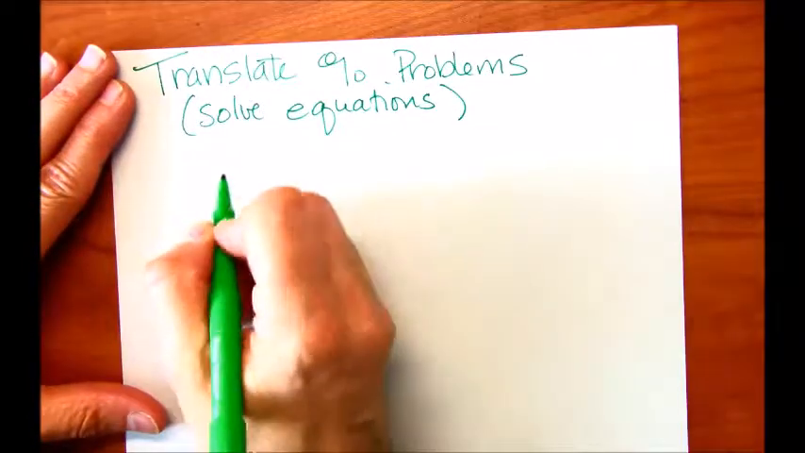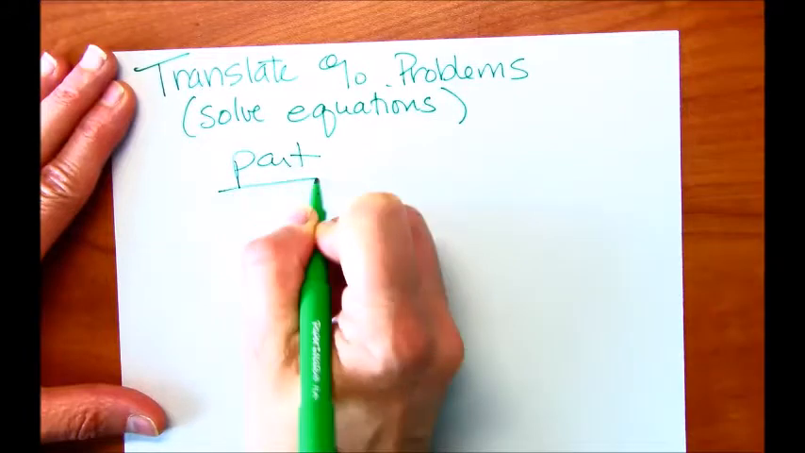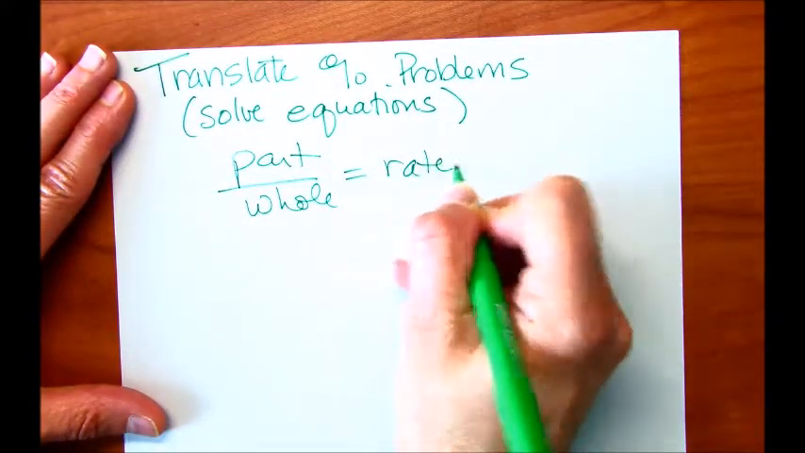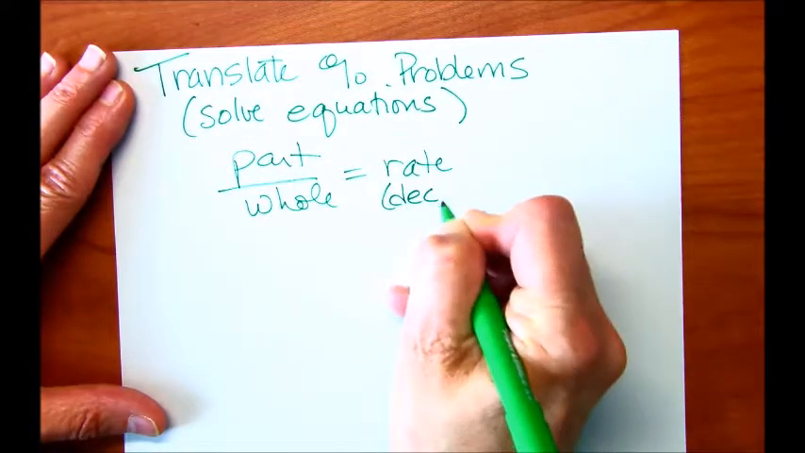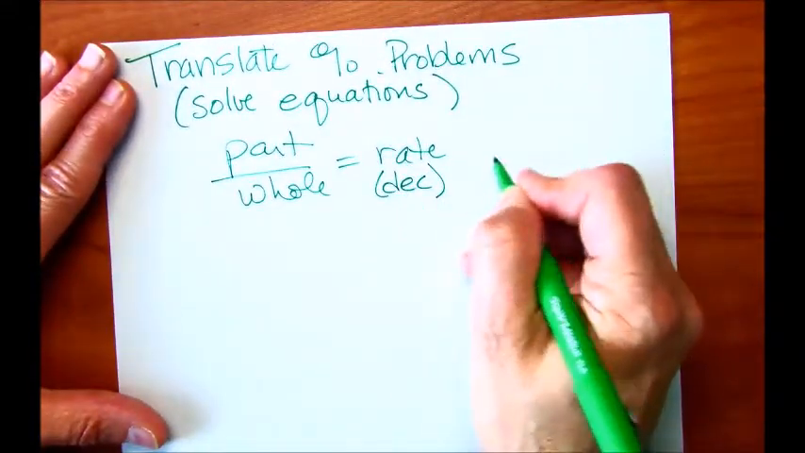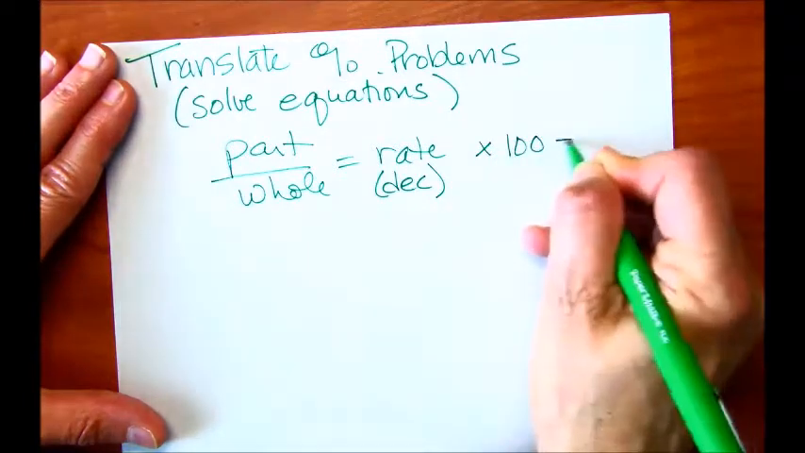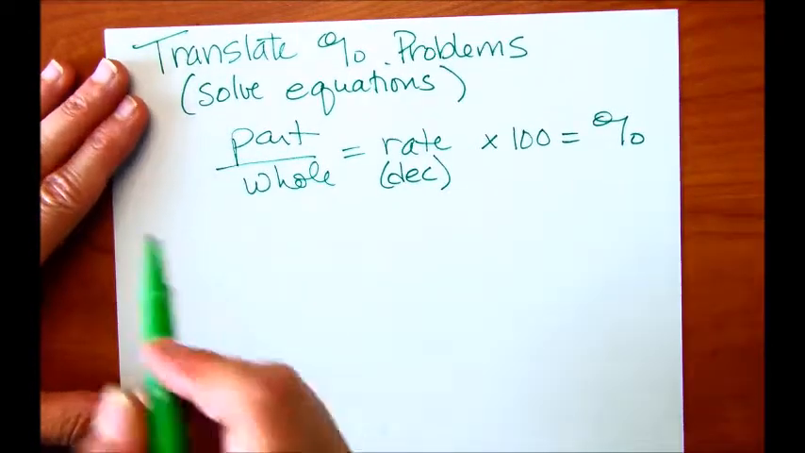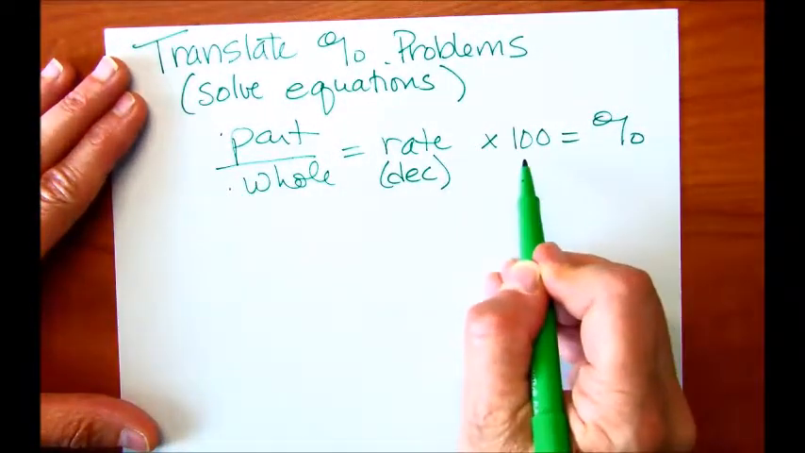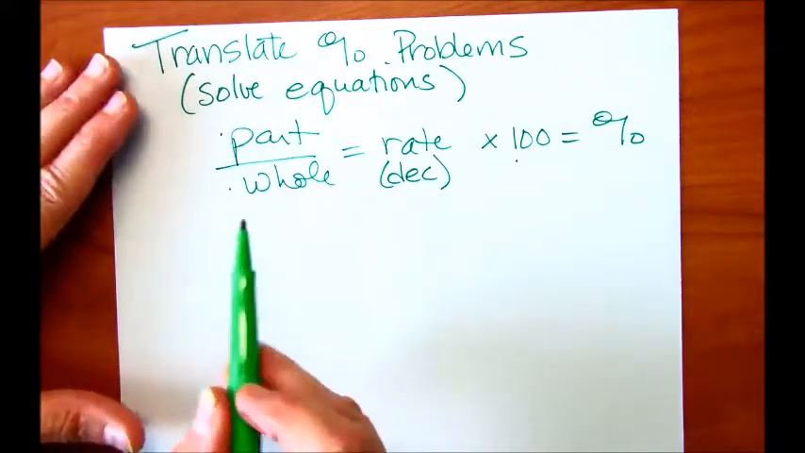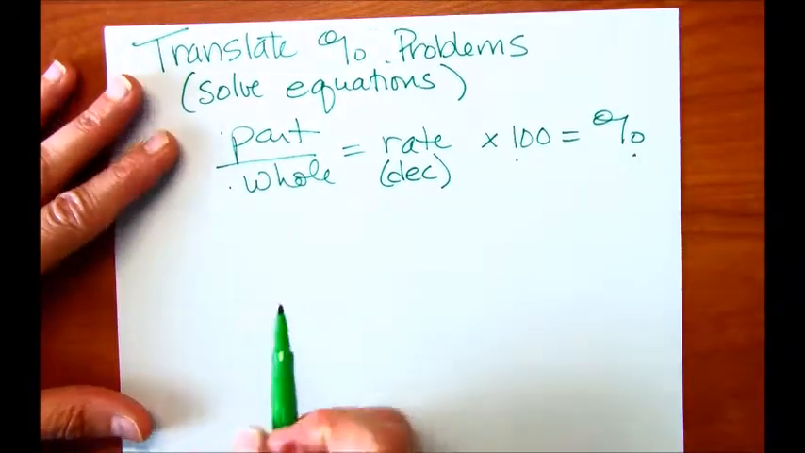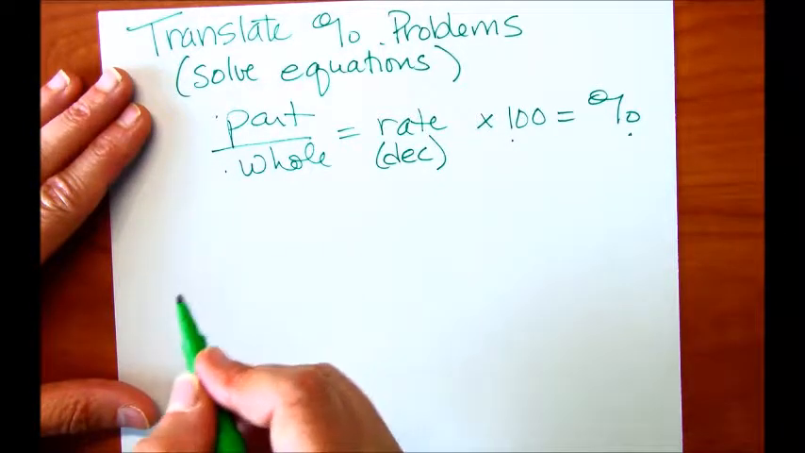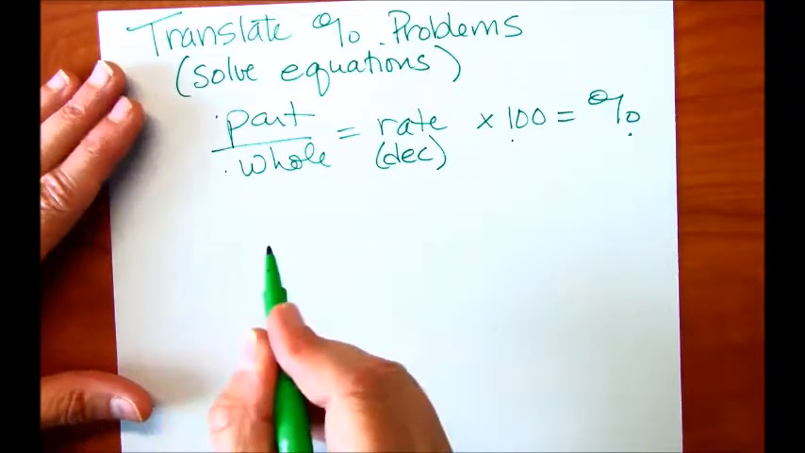So in a percent problem you're going to have a part and a whole, and that's going to give you a rate. That's going to equal a rate, which is in decimal form. And then we're going to convert that decimal by multiplying it by 100, which will give us our percent. So really we're solving for one of these three things here. And we're going to look at some questions and decipher how to set up these equations.